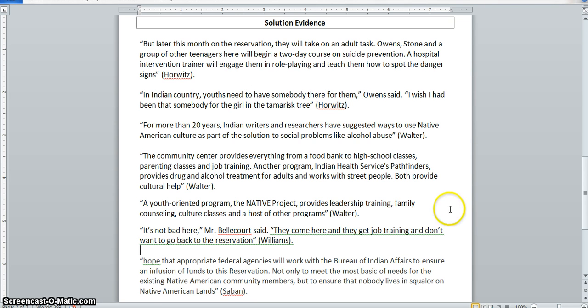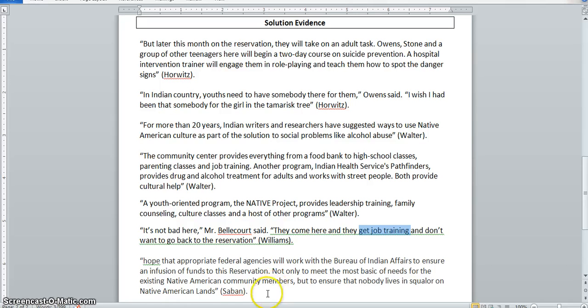As I scan through, my eye is drawn to words like 2-day course. So this is about teenagers taking a 2-day course on suicide prevention. Here I see that this is about using culture as part of the solution to problems. This is about a community center providing job training. I see this word training again, classes, training. And so this idea of education and training is what really stood out to me from my text evidence.